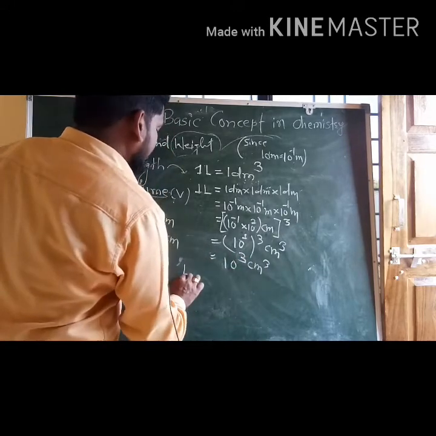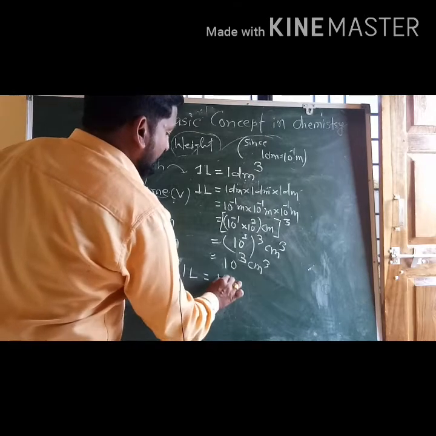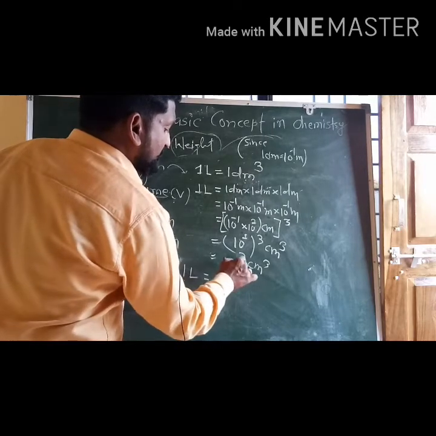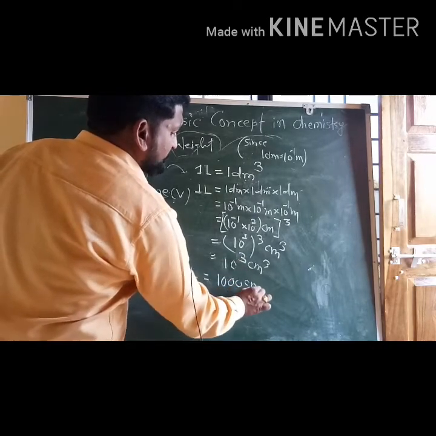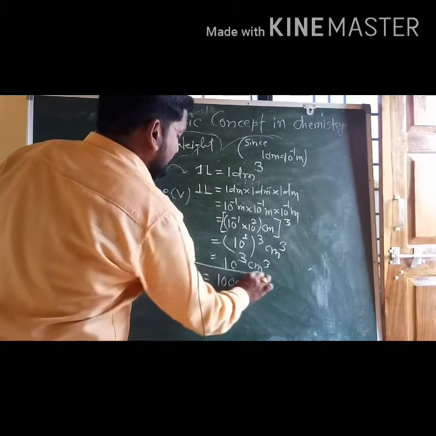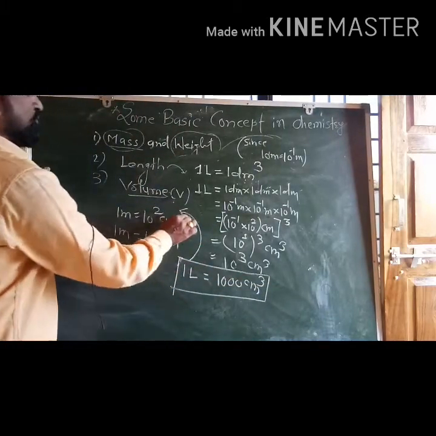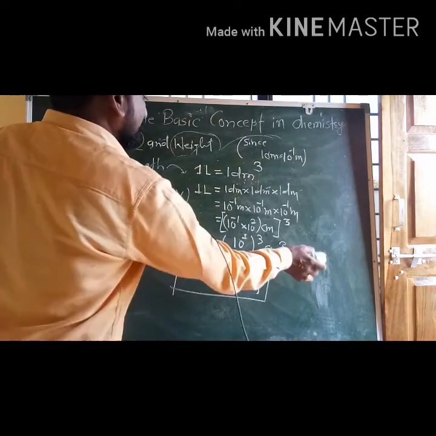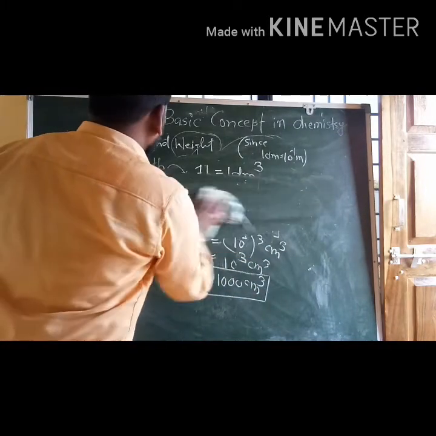Okay. So 1 liter is equal to how many? 1,000 cubic centimeter. So this is also a relationship useful for the volume. Okay. So what are the units for volume? Finally we can combine them.